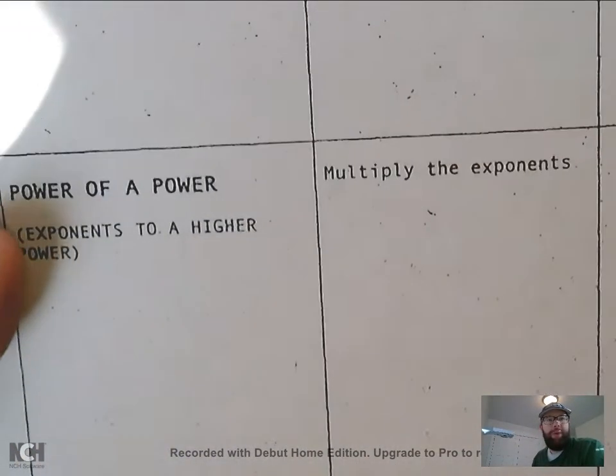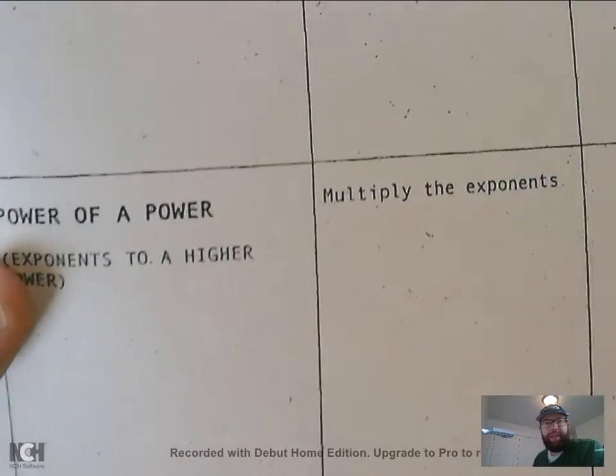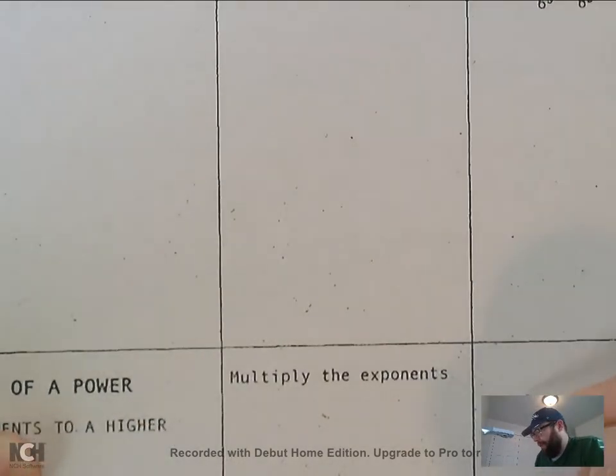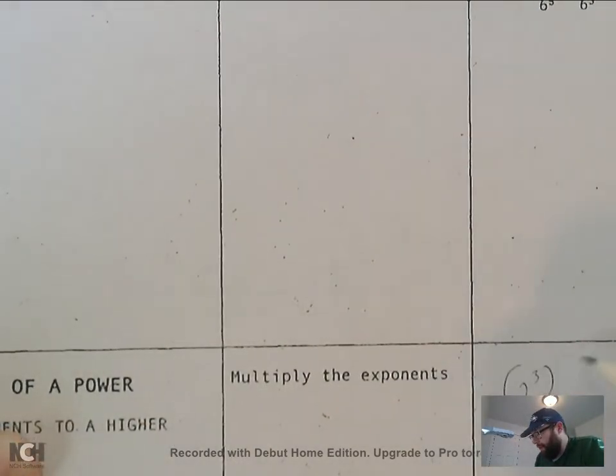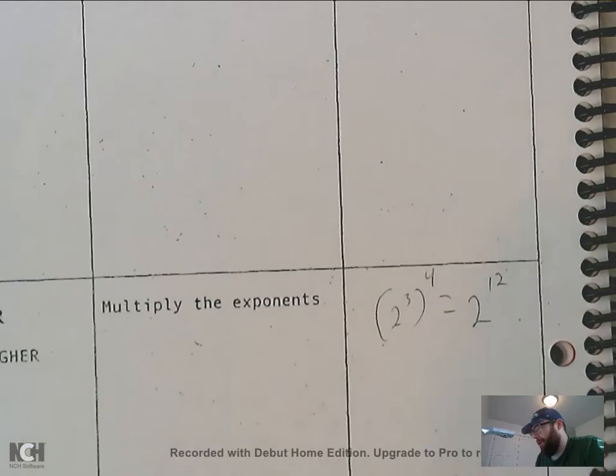And then the last one we talked about is when we raise a power to another power. In this situation, we just multiply the exponents. There's not an example there, but that would be like 2 to the 3rd being raised to the 4th power would equal 2 to the 12th power, because 3 times 4 is 12.